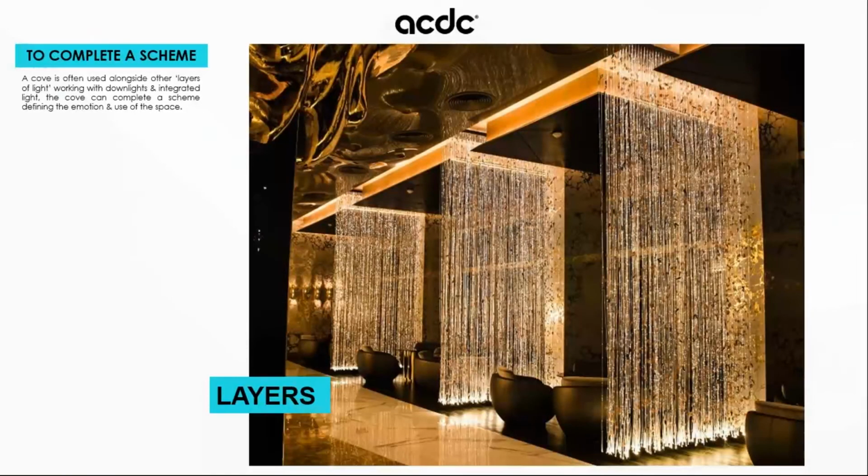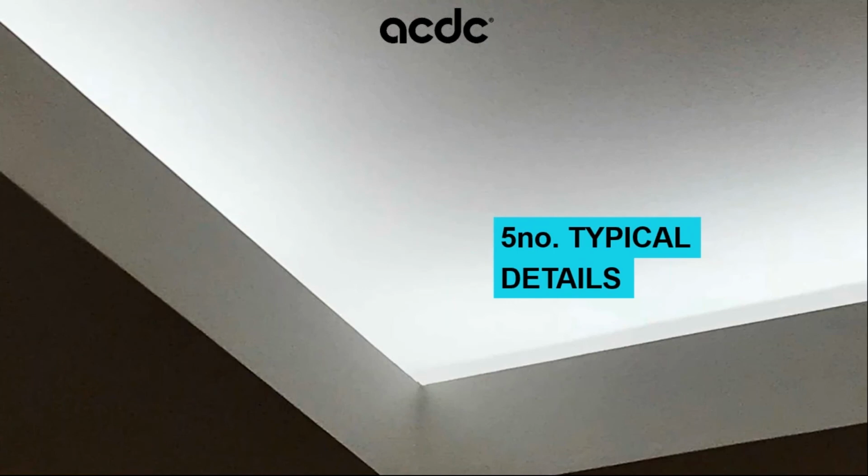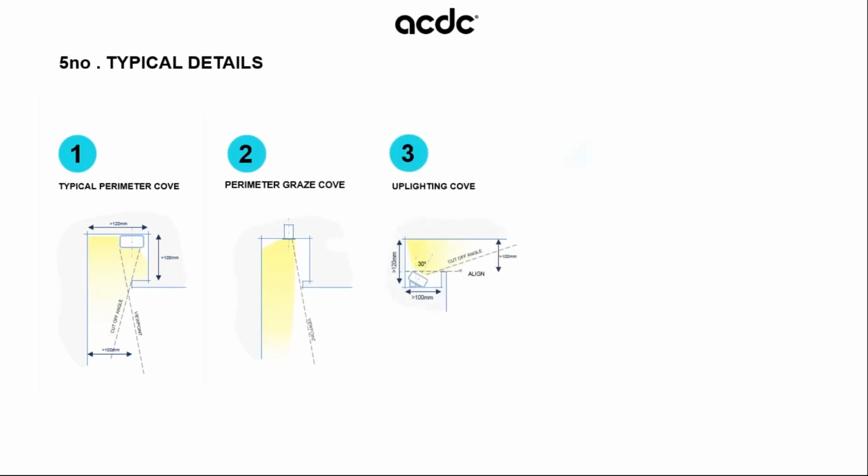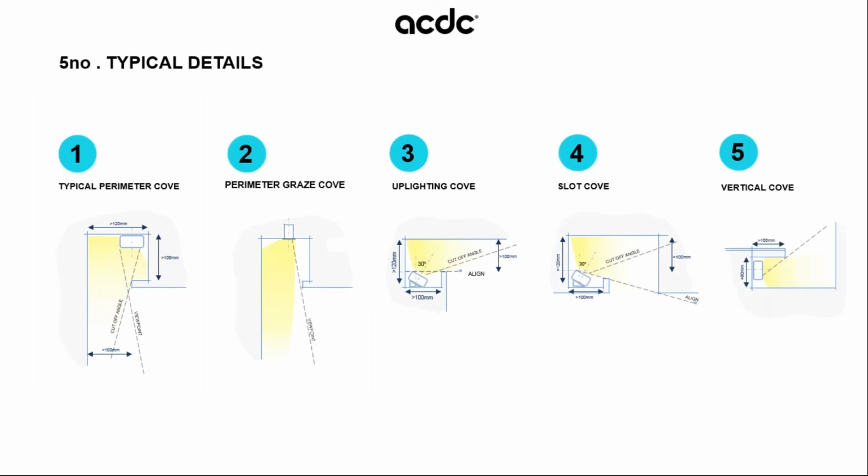So let's now go into a little bit more detail. Let's go into 5 typical details. So I've talked a little bit already about that typical perimeter cove. We've got the graze cove as well. 3 is an uplighting cove, which I've mentioned, slot cove, and then the last and final one is a vertical cove. Let's just go into those. They're a typical cove. I've talked about this already.